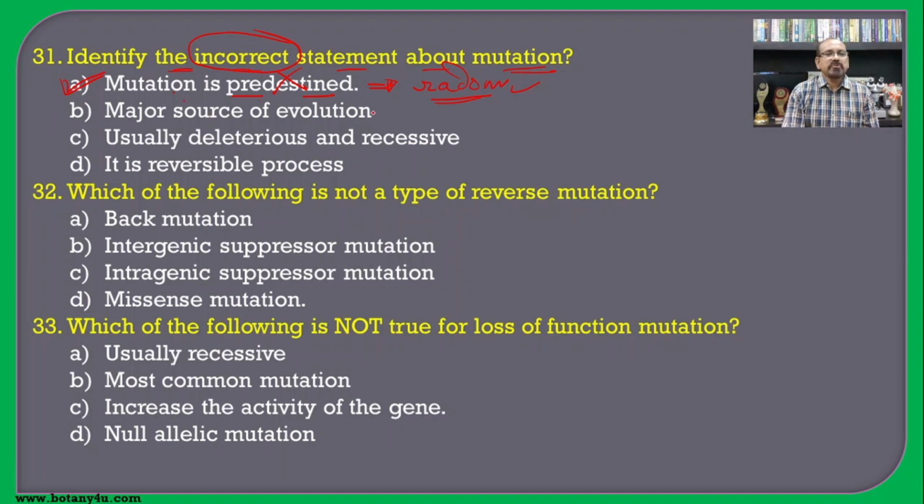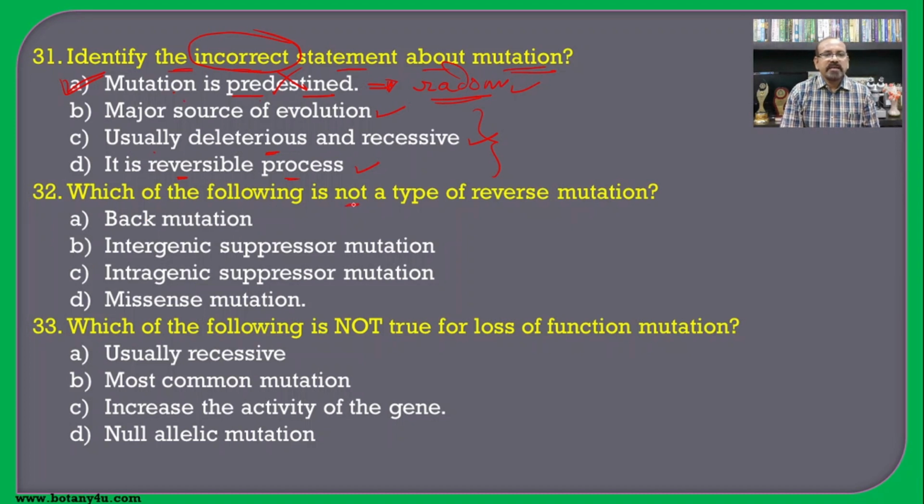Then major sources of the mutations are responsible for the evolution, then they are usually deleterious and even recessive and reversible processes. So all these three are correct statements with respect to mutation, and hence A is the correct answer for this question.